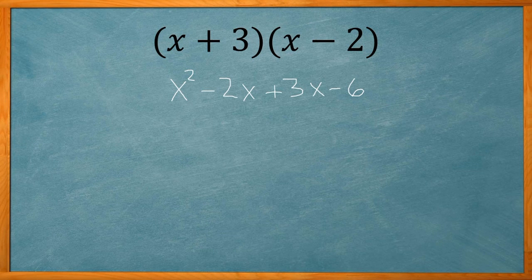And again, the middle two terms are like terms. When I add those together, negative 2x plus 3x gives you 1x, or just x. So we end up with x squared plus x minus 6.